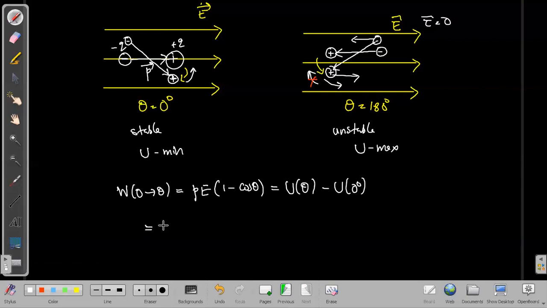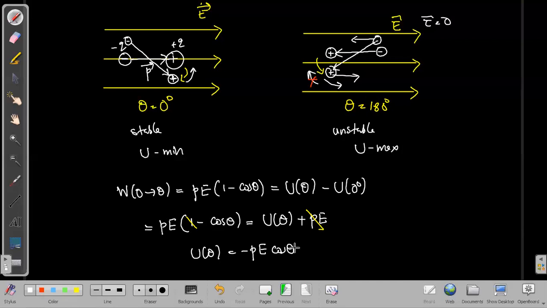So this is equal to PE (1 minus cos theta), the potential energy at theta degrees, minus potential energy at 0 degrees, which is minus PE. So minus into minus becomes plus PE. So here we will get two terms, PE minus PE cos theta. So one PE would cancel, this one and this would cancel. So finally what is the result? The potential energy at theta angle is equal to minus P into E cos theta.